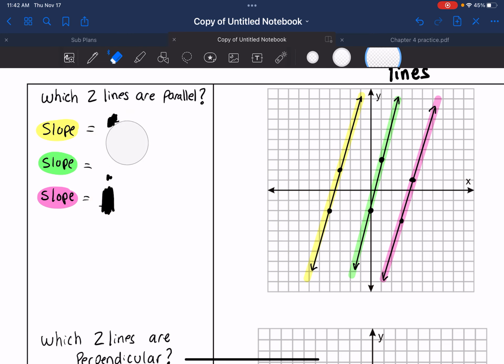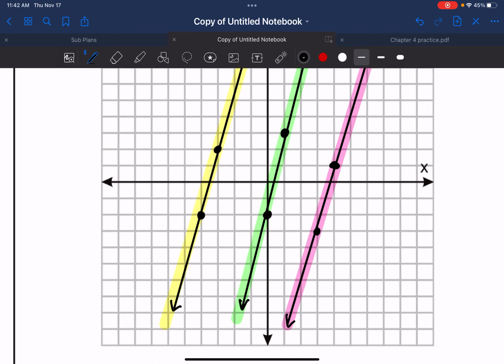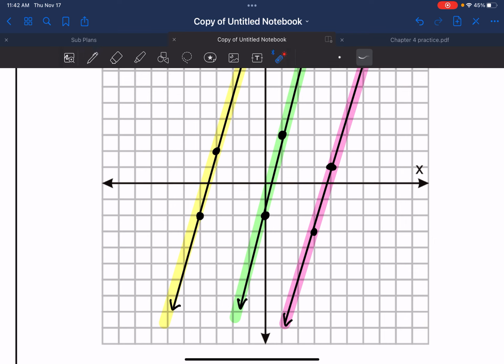I'm going to erase my mess ups. I'm sorry that you can't do that on yours. But now let's record the slopes of each of these lines. Let's start with yellow. The slope of yellow is rise 1, 2, 3, 4, run 1. So it'll be 4 over 1, okay?